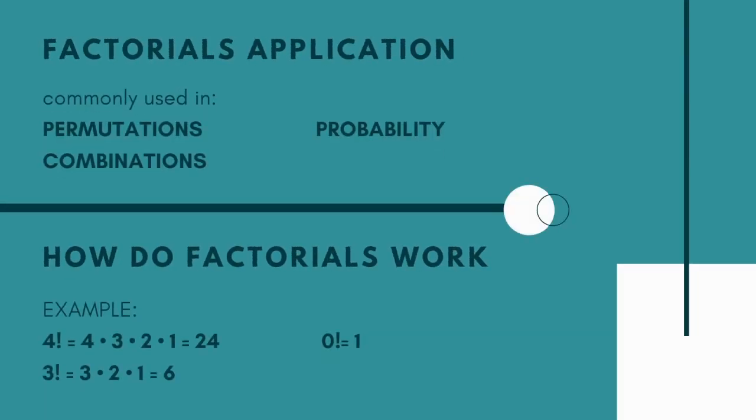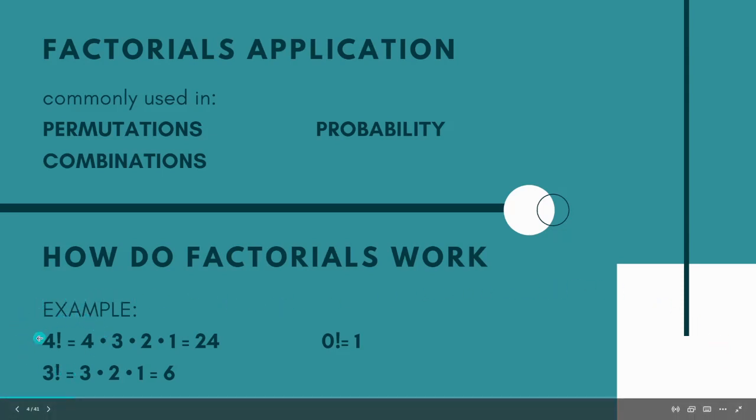Next, factorials application. Factorials can be applied and are commonly used in permutations, combinations, and probability. So, how do factorials work? Here are some of the examples given: 4 factorial, 3 factorial, and 0 factorial.